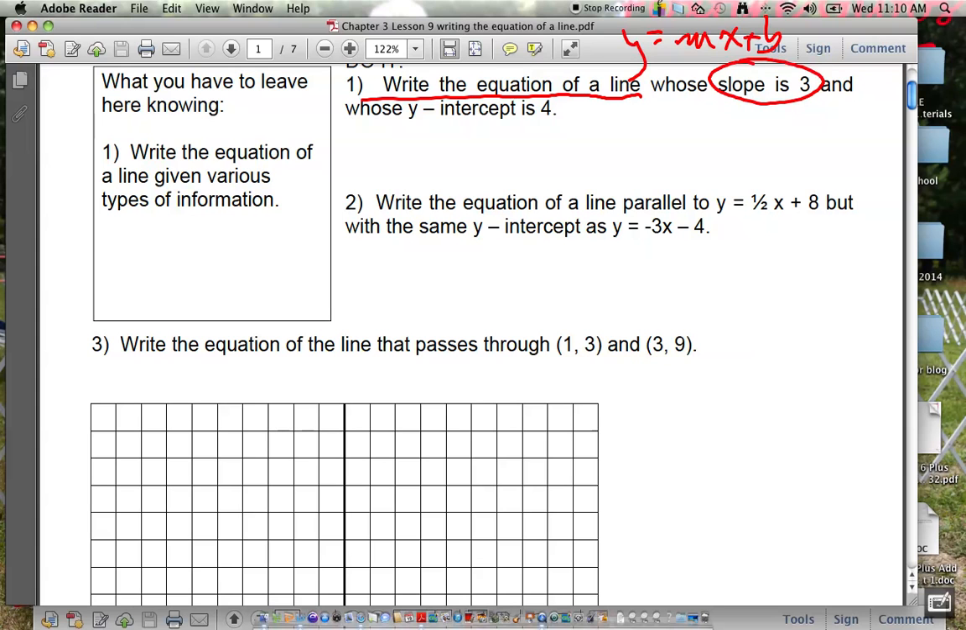That's easy. Slope is 3. And the y-intercept is 4. Hold on, hold on, time out. I have to sit down and process that. I was able to do that in my head.